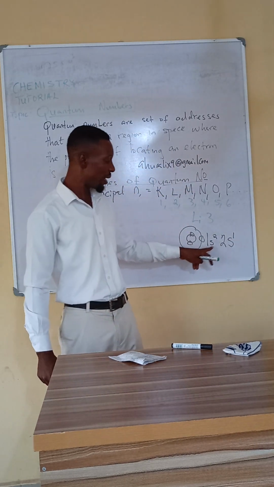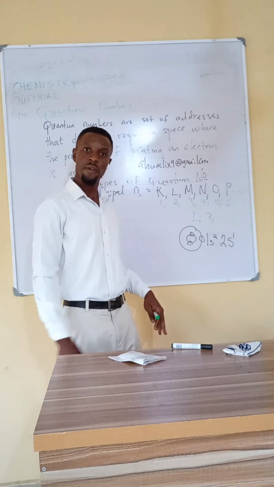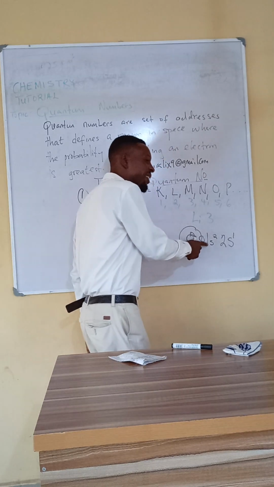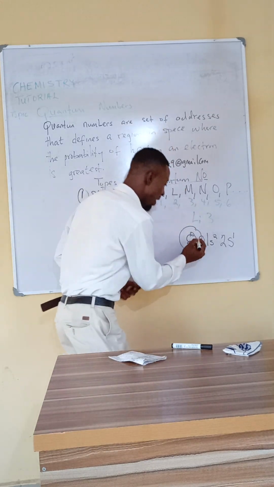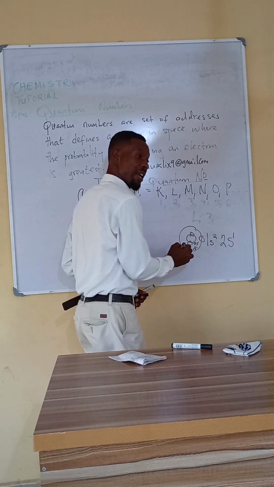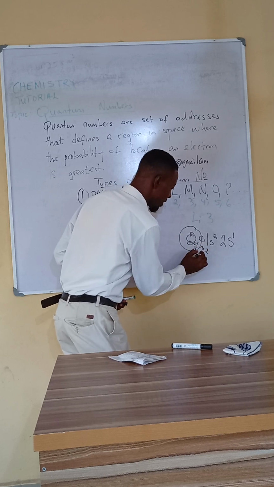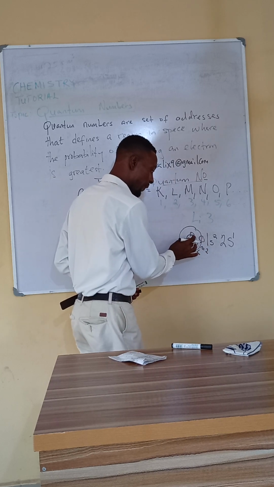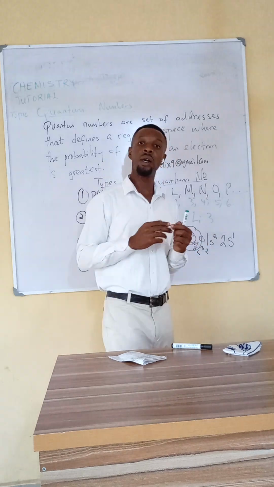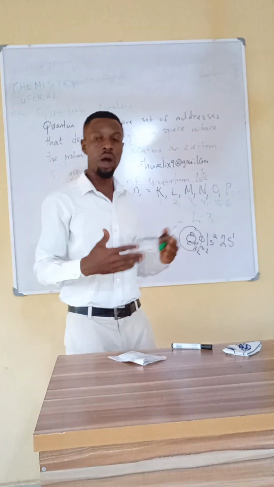Now, why you write 1 and 2 is that you're talking about the energy levels. For instance, in 1s2, the 1 represents the first energy level, which is n equal to 1, or K. The second one is n equal to 2, or L. This is the second energy level. You come from inside to the atom's outer shell. So that is the whole basic work of this principal quantum number.